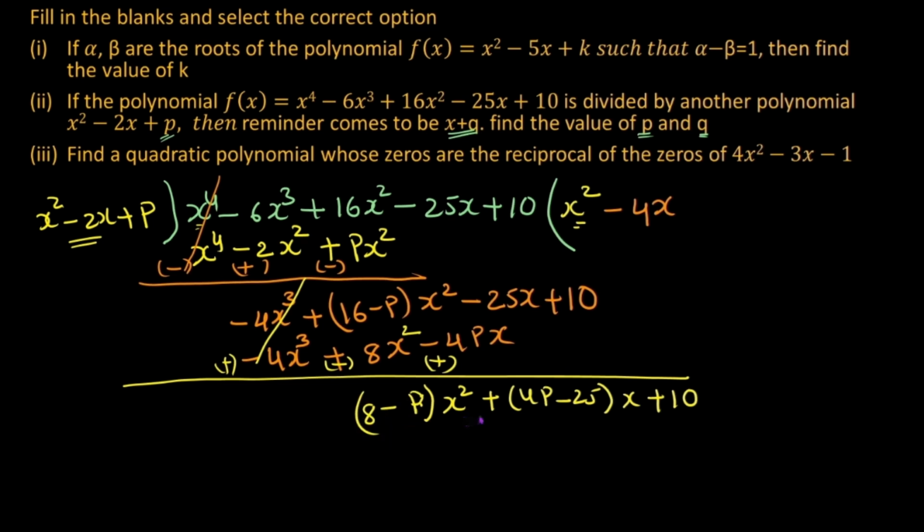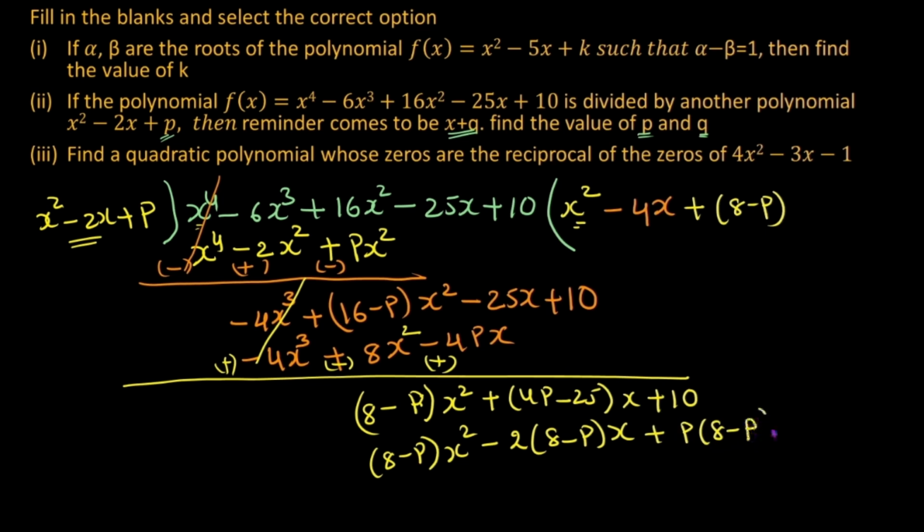Okay, 8 minus p x square plus 4p minus 25x plus 10, right? So, to get this term cancelled, anyhow, we have x square here. So, that we will do with 8 minus p here, okay? If you do 8 minus p into x square, we will get again 8 minus p x square, okay? Here, minus 2 into 8 minus p x, okay, plus p into 8 minus p, okay.